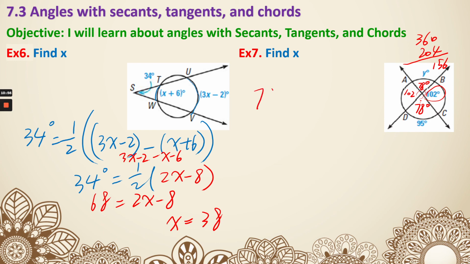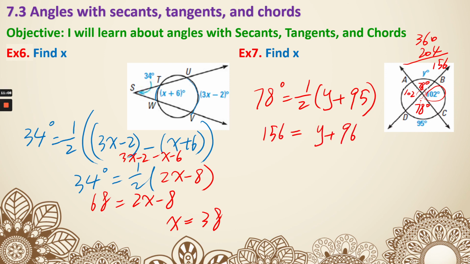So I can have 78 degrees, which equals 1/2 of y plus 95, which is going to be 156 degrees equals y plus 95. So after solving, my y would actually be 61. Degree symbol is given, so y is just 61. The reason I try to find the 78 is because y and 95, the angle that are facing them are here, not the 102. That is everything for 7.3.